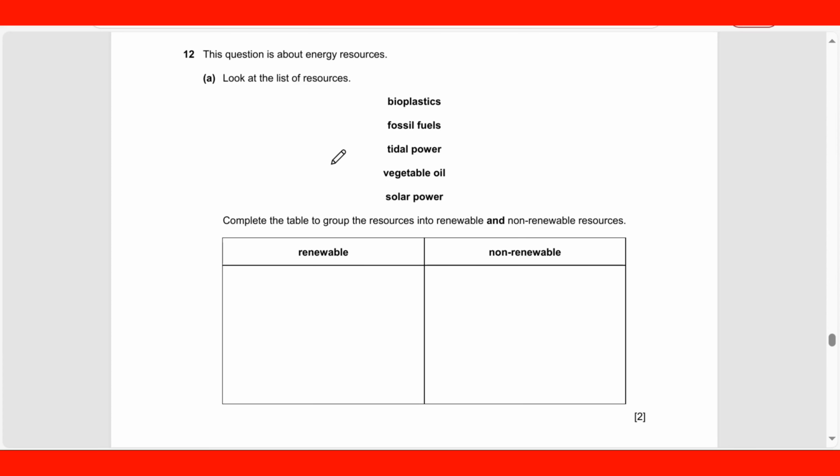Let's move on. Okay, number 12. This question is about energy resources. A. Look at the list of resources: bioplastics, fossil fuels, tidal power, vegetable oil, solar power. Complete the table to group the resources into renewable and non-renewable.